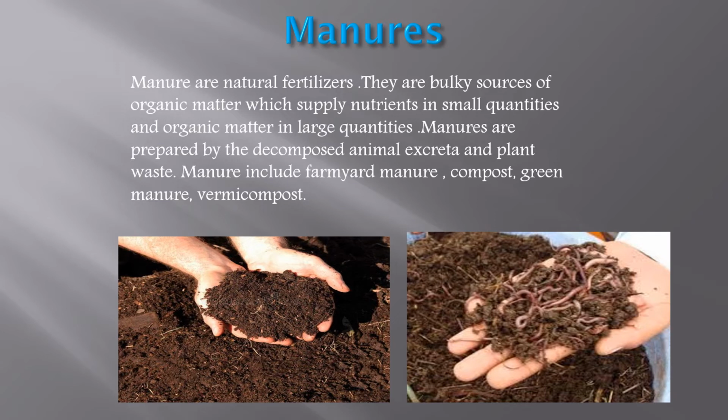Next in this category is compost. It is a mixture of decomposed organic matter derived from garbage, sewage, sludge, animal refuse, kitchen waste, fallen leaves and vegetable waste. Then vermicomposting. In vermicomposting, we use earthworms to decompose the organic matter. So manure prepared by introducing earthworms in the heap of organic matter is called vermicompost.